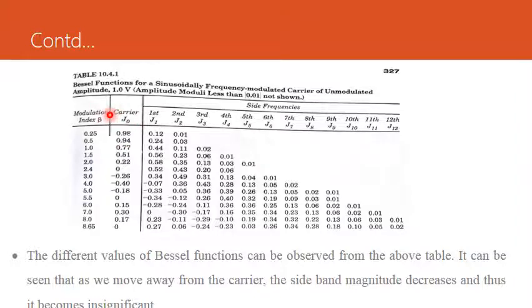Here this table represents the different values of the Bessel functions. The different values can be observed from this table, and it can be seen that as we move away from the carrier the sideband magnitude decreases and thus becomes insignificant. So as we move away from the carrier signal, the higher and lower sideband magnitudes become insignificant.